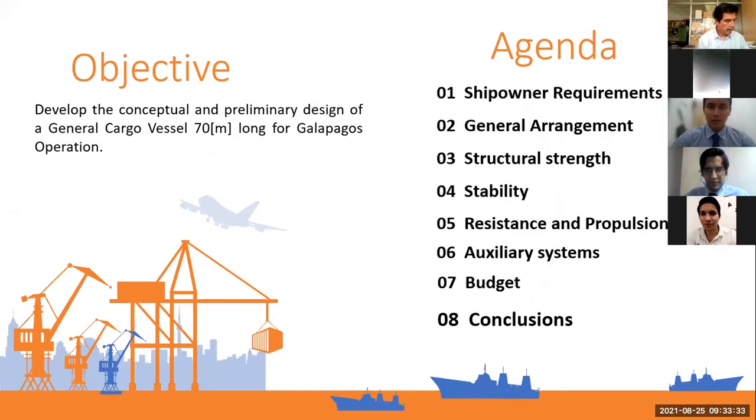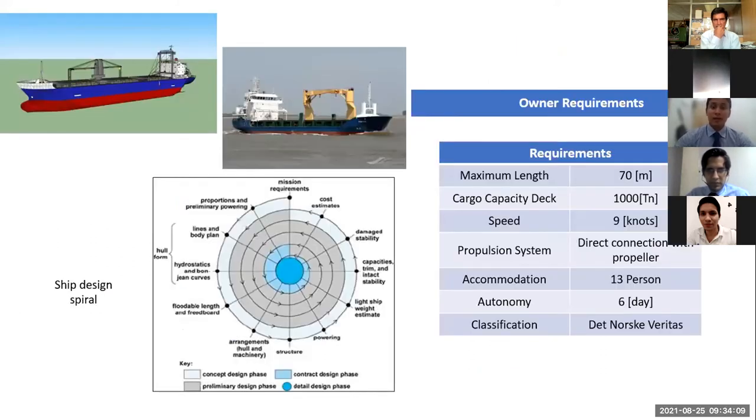The agenda for today is to show you the ship owner requirements, the general arrangement and structural strength, the stability results, the resistance and propulsion, the auxiliary systems, the budget, and the conclusion. The principal objective of this project is, according to the requirements, to develop the preliminary design of our ship. In this case, our ship is 70 meters long and works in Galapagos. The method that we use to develop this project is according to a spiral design.